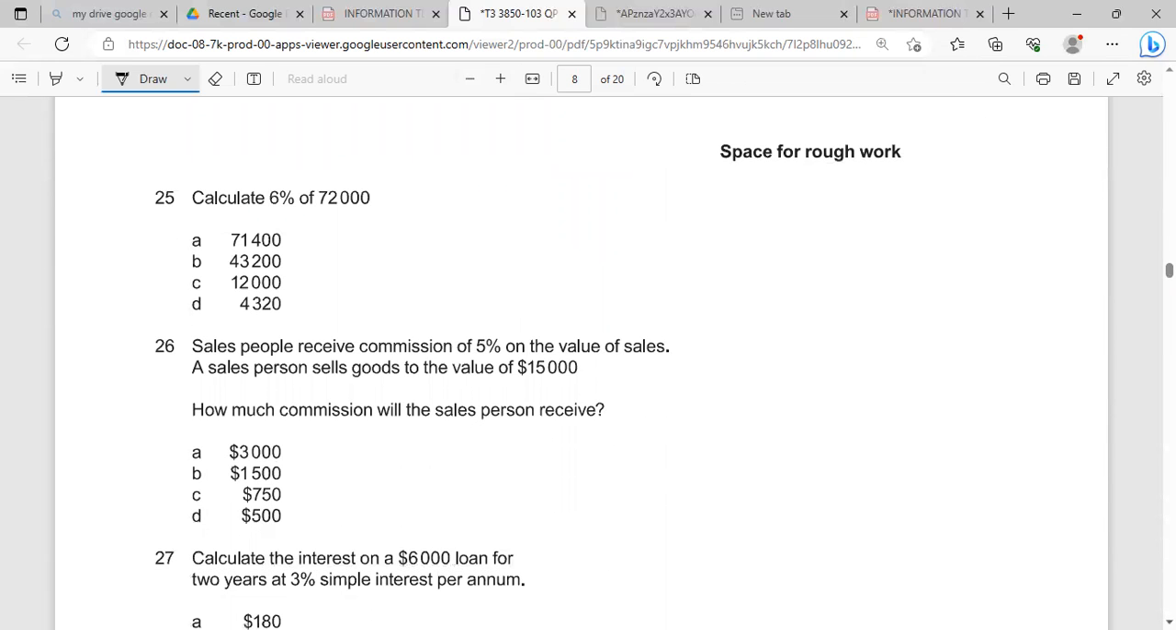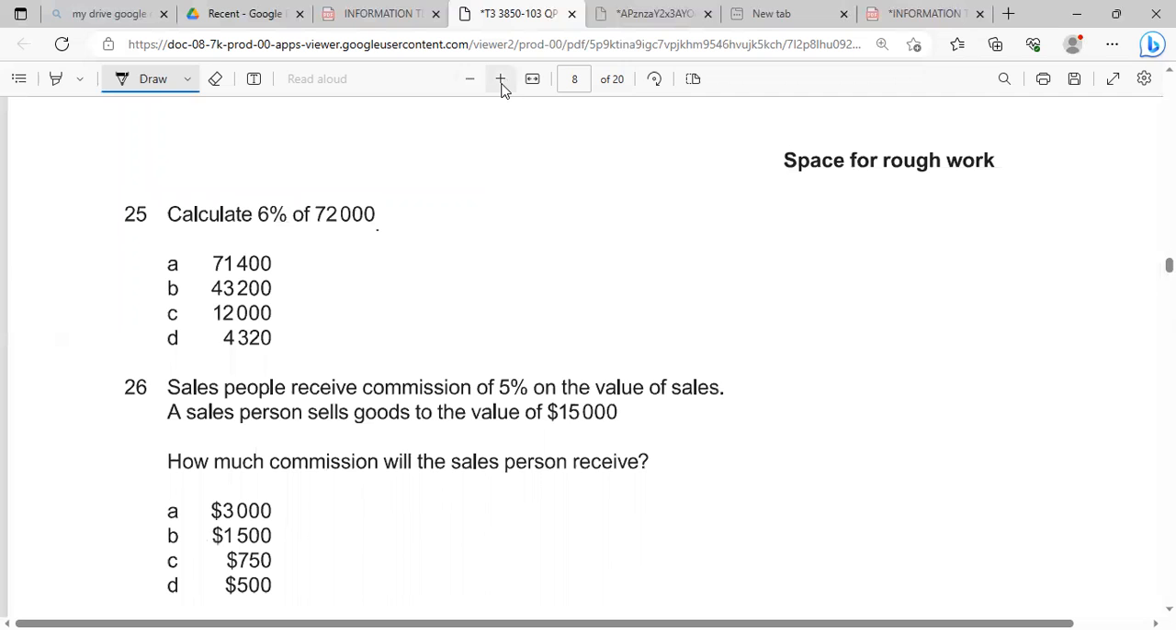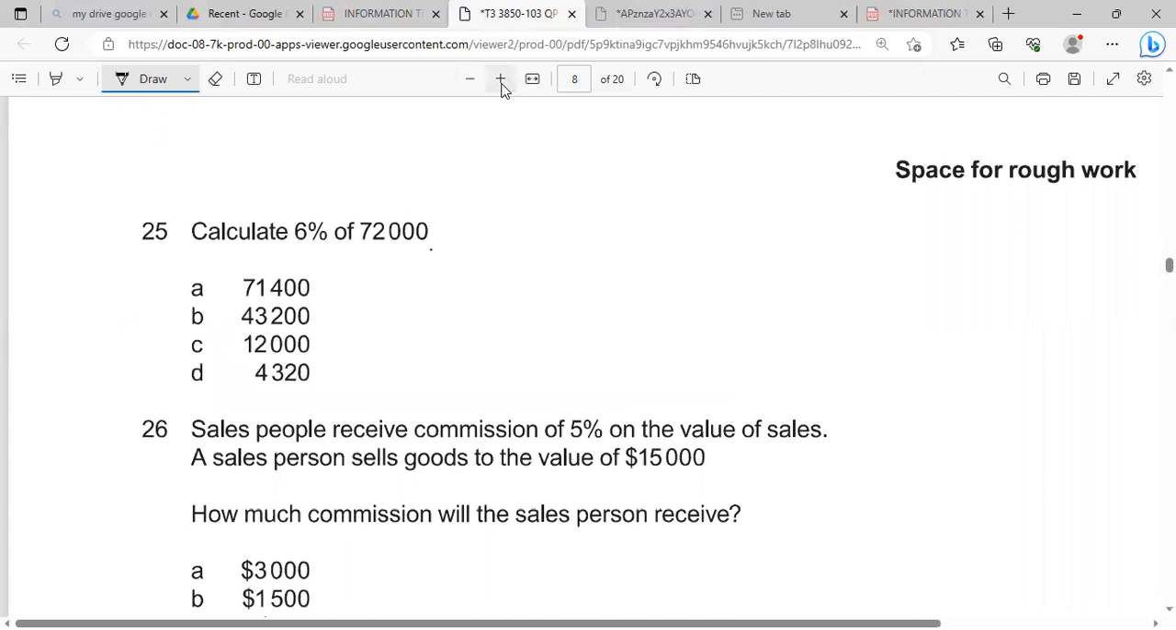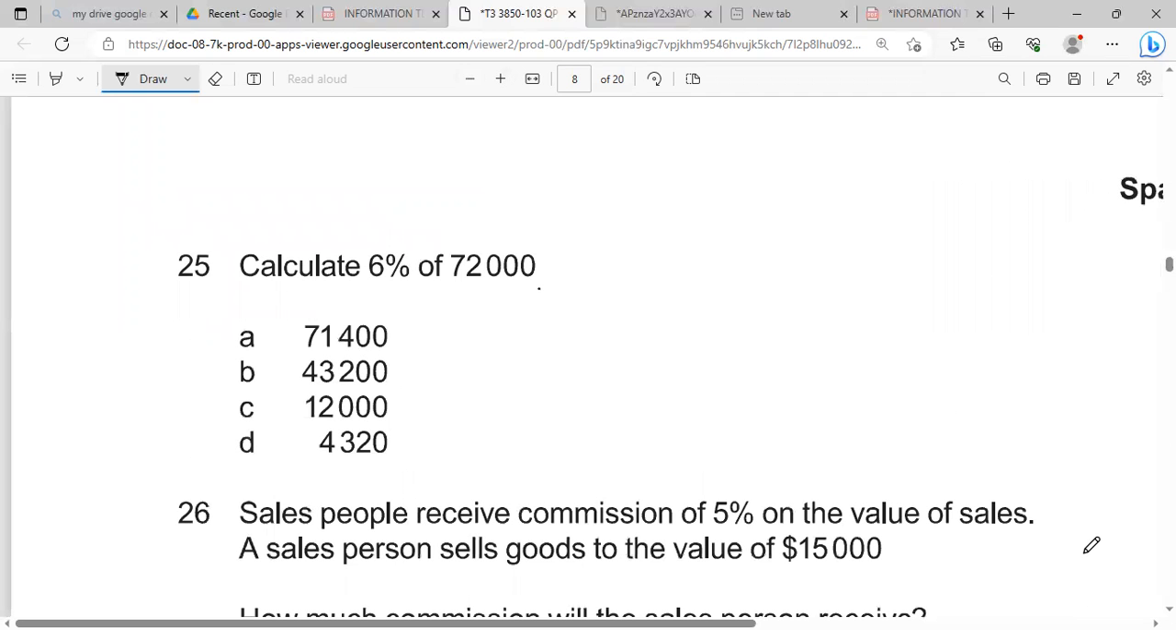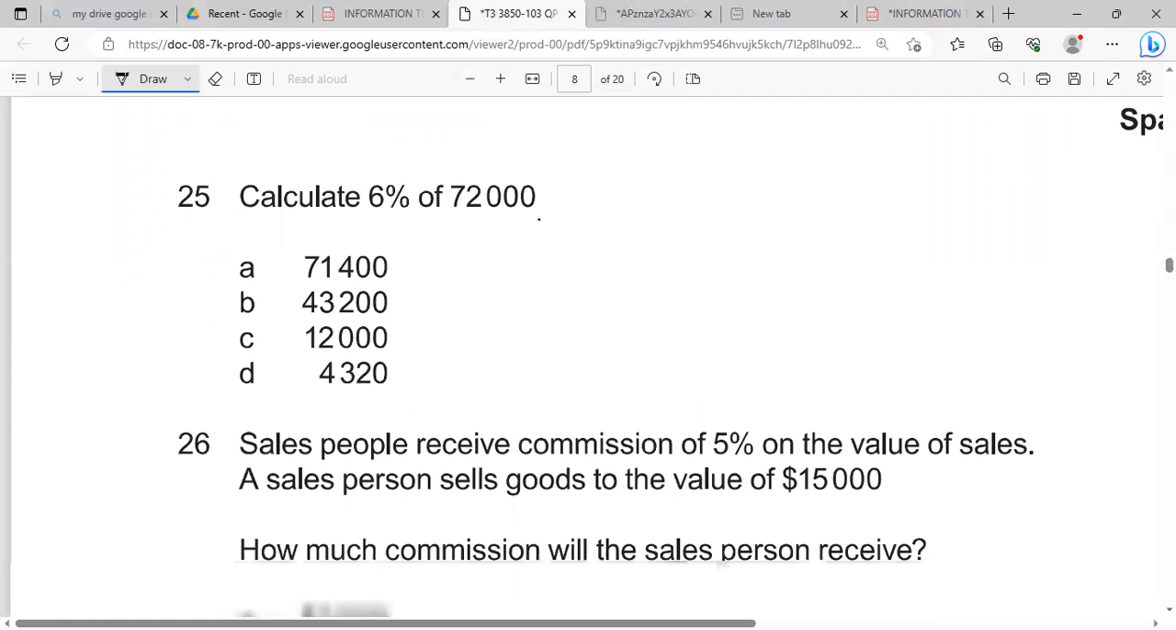All right, 25 says, what is 6% of 72,000? All right, so what does percent mean, guys? Somebody type that in the comment section. What does percent mean? All right, well done. Yeah, percent means out of 100. So it will be 6 out of 100 times 72,000.